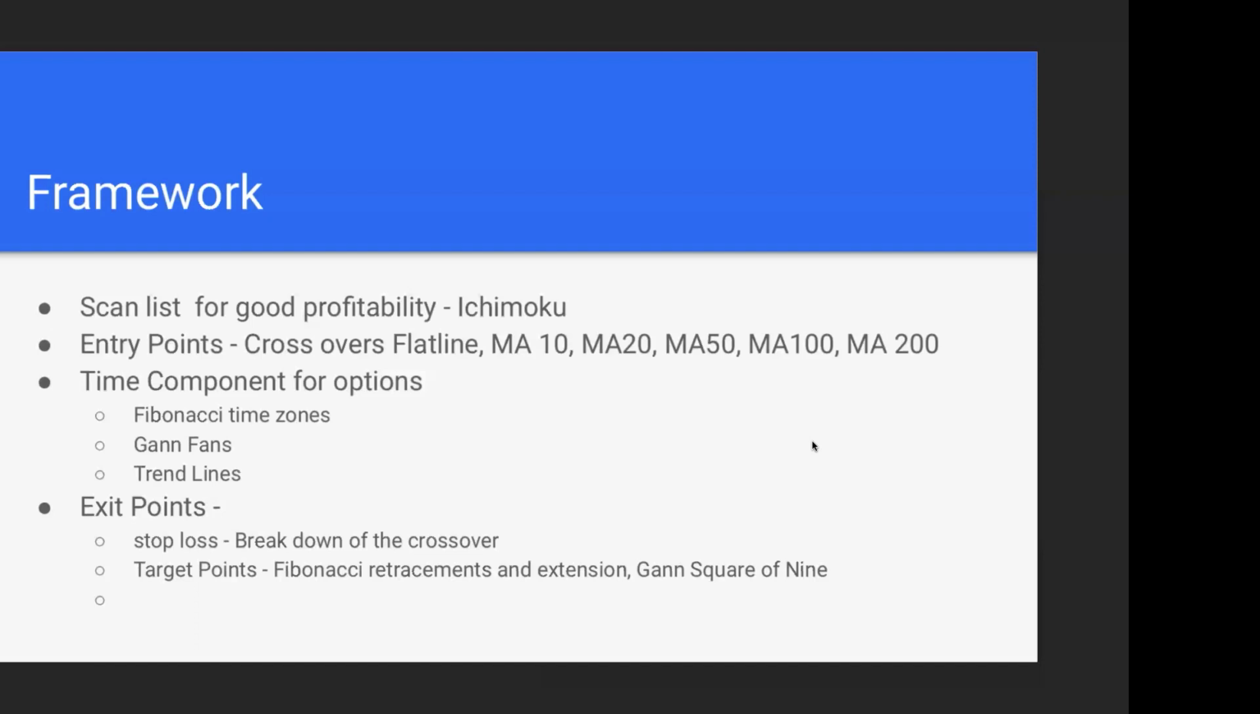Then the target points. The target points are when the stock is going in the direction you are expecting, and you can calculate those using your Fibonacci extensions and retracements. Also you can use trend lines to a certain extent here. So this is what the framework will help you with. We'll be talking in more detail when we do our next webinar on the trading plan, how we can do this. But you need to have these things in place for your trade if you want to be a consistent trader.